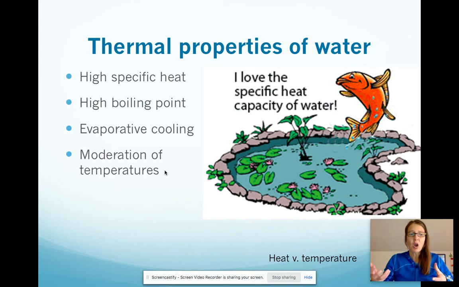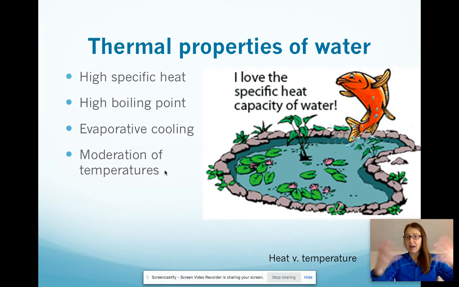The reverse is true as well: water can lose a lot of energy before it changes temperature to be cooler too. So water really helps regulate temperature, and that's great because we want to keep a constant body temperature. Since we're made mostly of water, we're able to do that more easily and efficiently because water has that high specific heat.